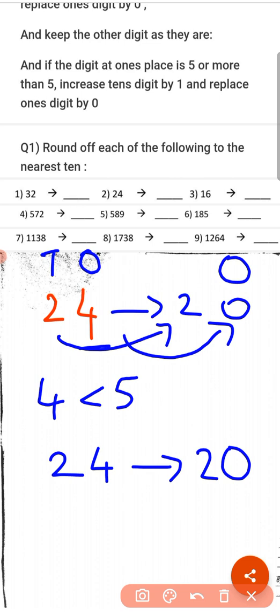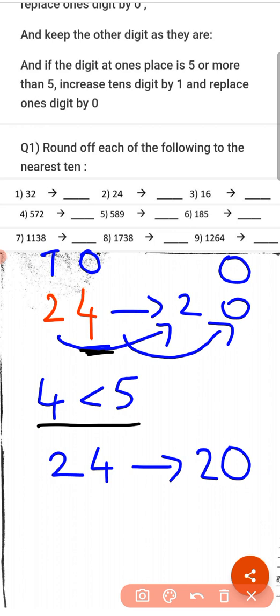So children, here we are rounding 24 to the nearest 10. First step is check the digit at the ones place. It is 4. 4 is less than 5. Okay. So the next step is replace the ones digit.